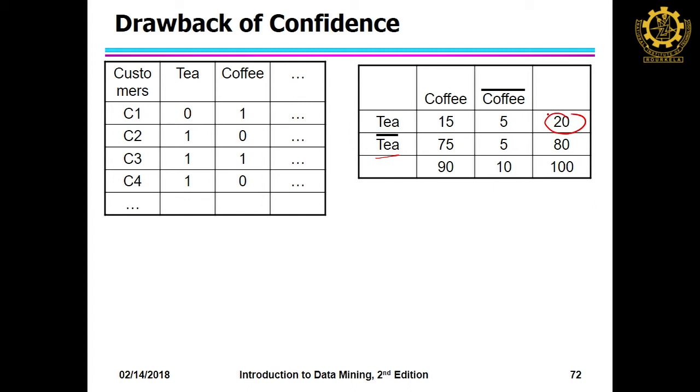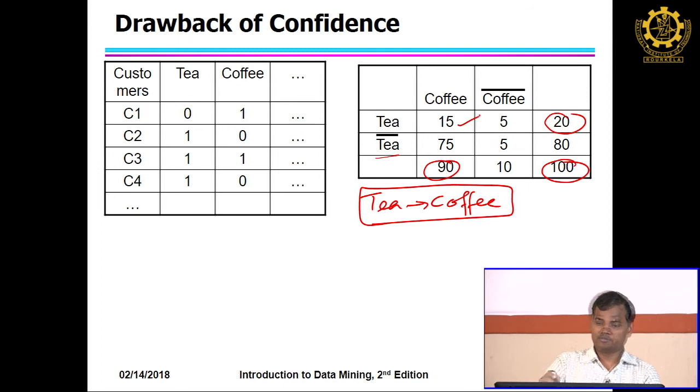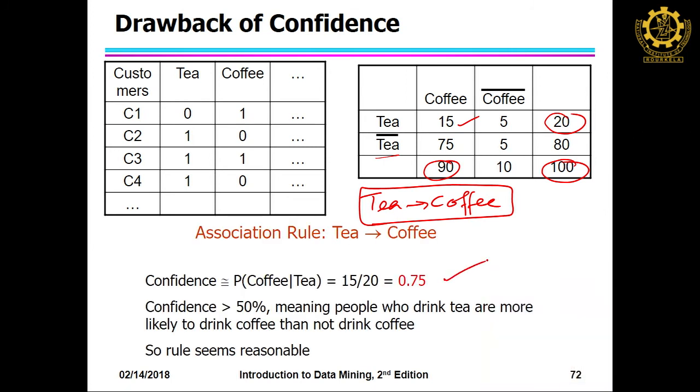So, that is 20, and how many times coffee was drunk or purchased is say 90 times, and total is 100. So, now if you have a rule that is tea implies coffee, so we find the confidence. What will be the confidence of this rule? What is the formula for the confidence? Together, tea and coffee appear how many times? So, this is 15 divided by 20. So, this is confidence, we will get 0.75.